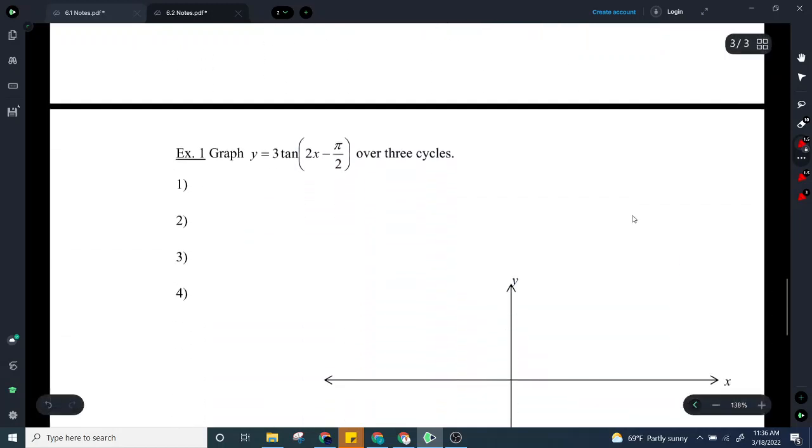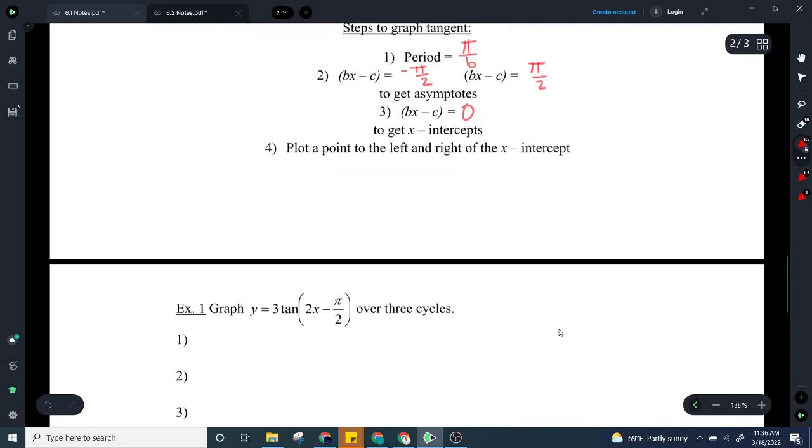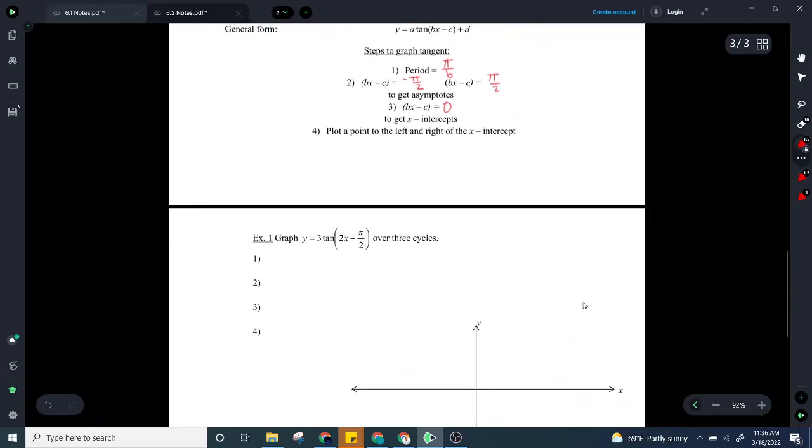So let's do an example. All right, graph this function over 3 cycles. Let's start off with the period. So the period is pi over B. We'll kind of do this in a 4-step process here. We'll start off with pi over B.